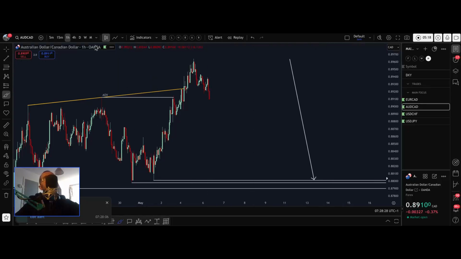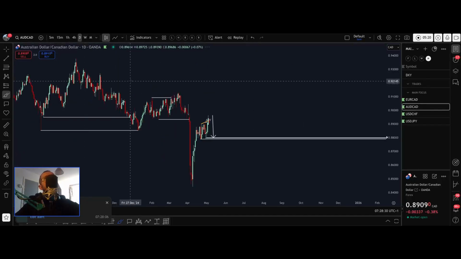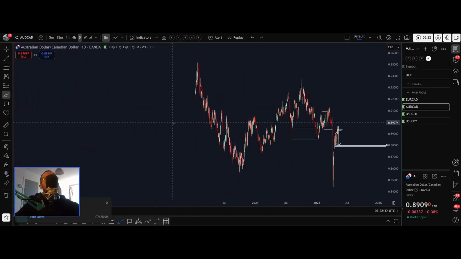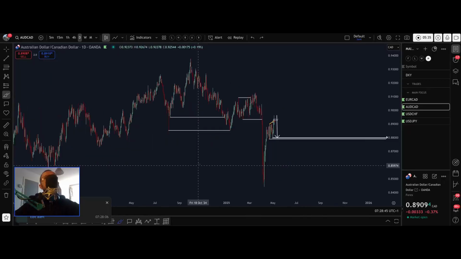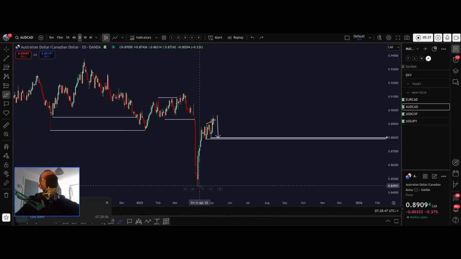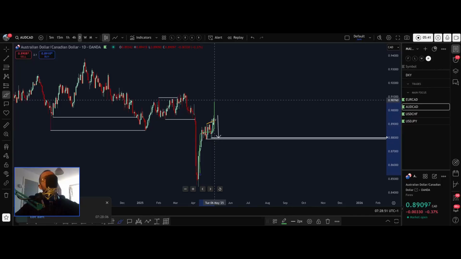CAD doing what I was anticipating. So if we just zoom out. So Aussie CAD on the higher time frames, you can see that we have broken below and broken back above here, suggesting a washout of liquidity there. And in the longer term, we could be seeing an impulse correction continuation to push higher.